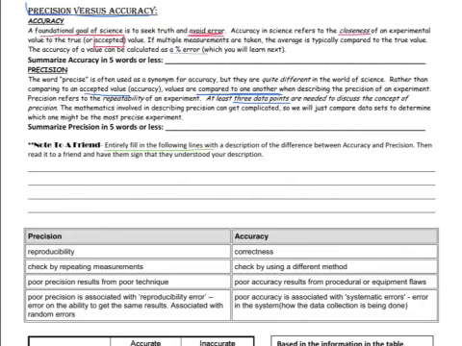So I want you to entirely fill in the following lines with a description of the difference between accuracy and precision. Then read it to a friend and have them sign that they understood your description. So have them sign here.